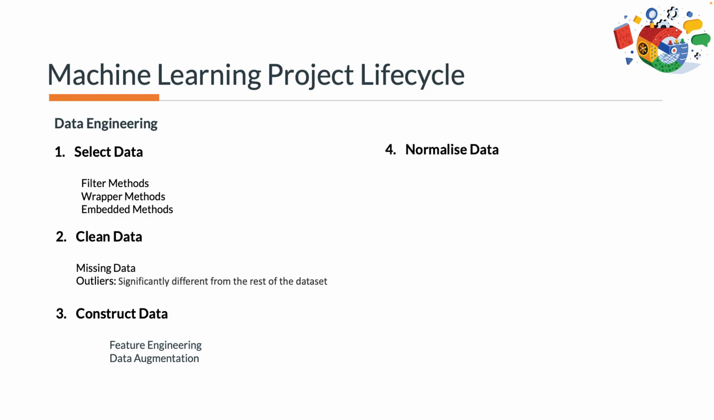The last task is normalizing data. Normalizing data involves scaling the input data to ensure that all features have a similar range and distribution. This helps prevent bias in the model towards features with larger values or ranges. This process ensures that each feature has a minimum value of 0 and a maximum value of 1. One of the most common normalization techniques is called min-max scaling.